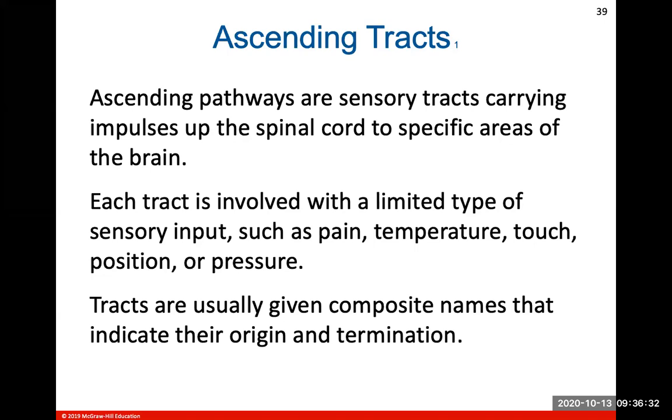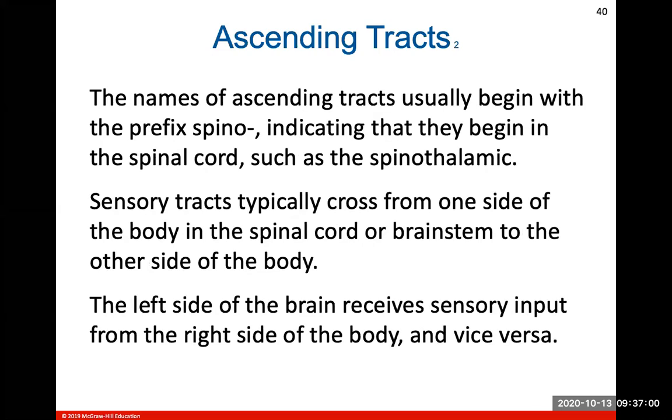Ascending tracts are ascending pathways of sensory tracts. They carry impulses up the spinal cord to specific areas of the brain, and each tract will be specific to a limited type of sensory input, like pain, temperature, touch, position of your body joints and limbs in relation to others, and pressure. These tracts are usually given composite names that indicate their origin and termination. The names of ascending tracts usually begin with the prefix spino, indicating that they begin in the spinal cord, such as the spinothalamic ascending tract.